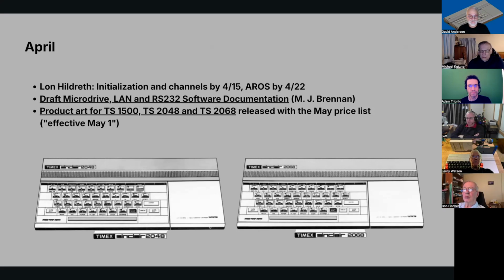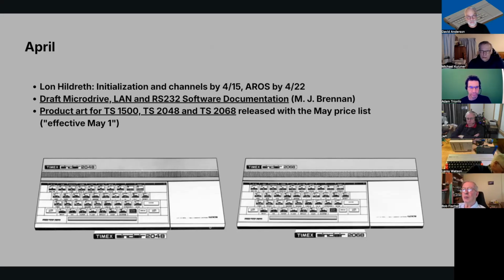Same time, there was a draft document produced for the microdrive and its LAN and RS-232. The name of the person producing that is not anybody I recognize at Timex, and I think it's probably a Spectrum Sinclair document.